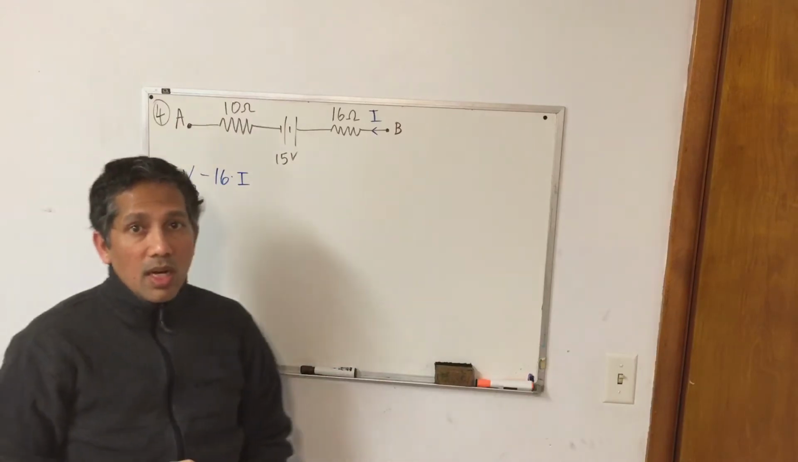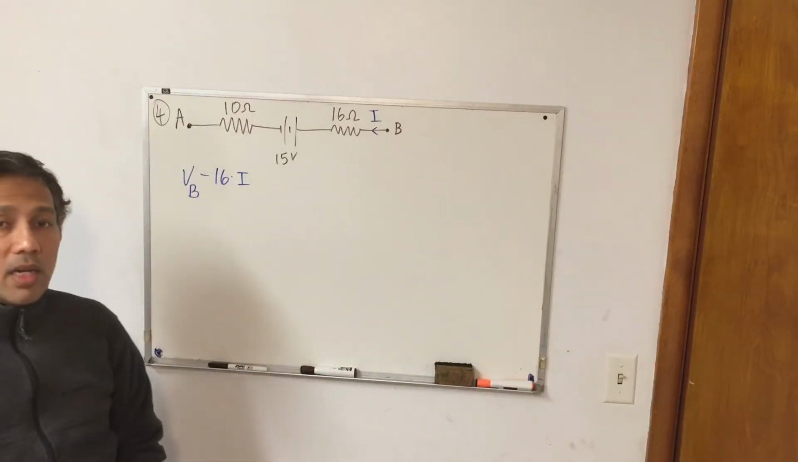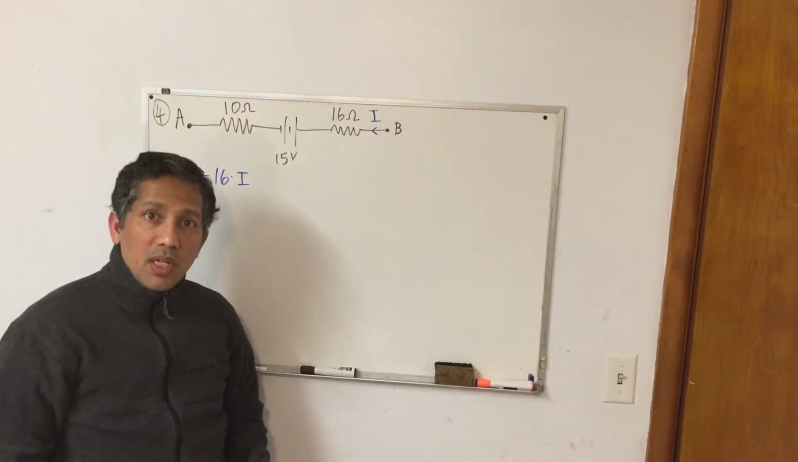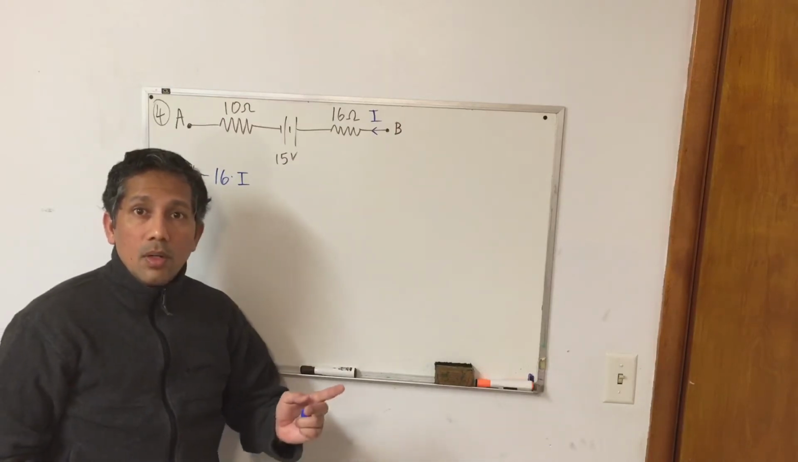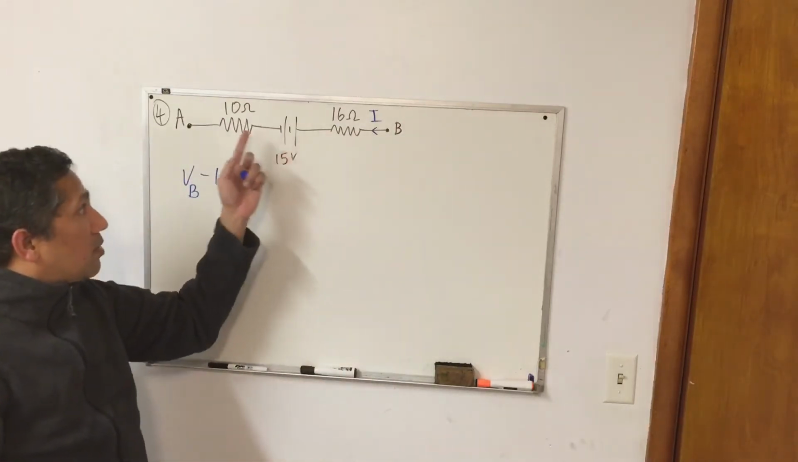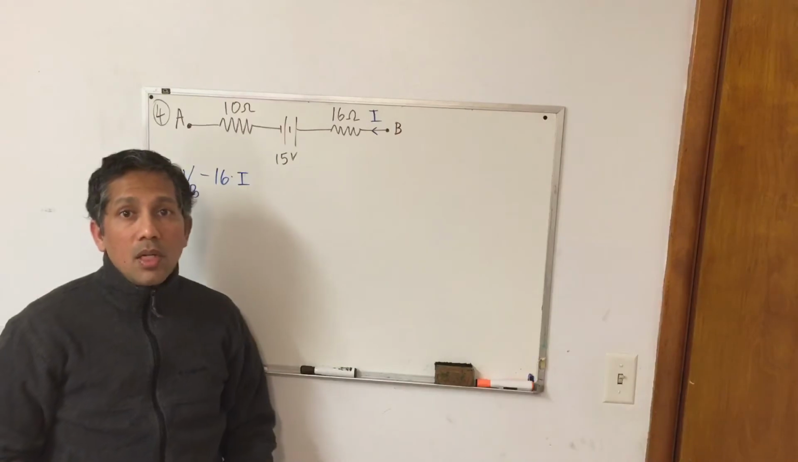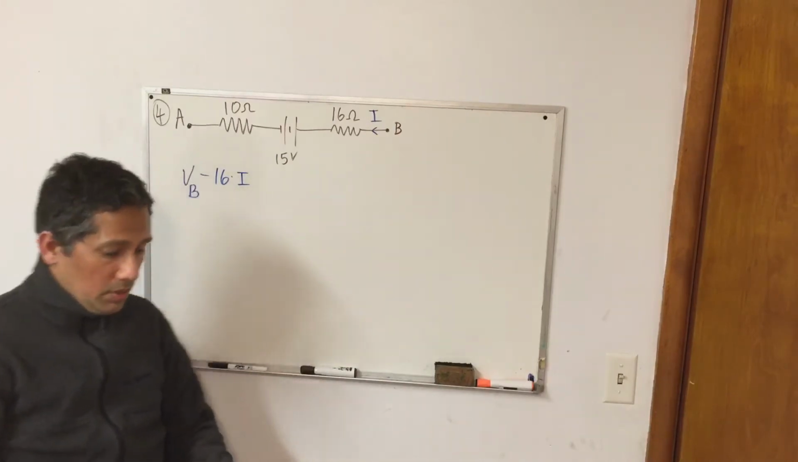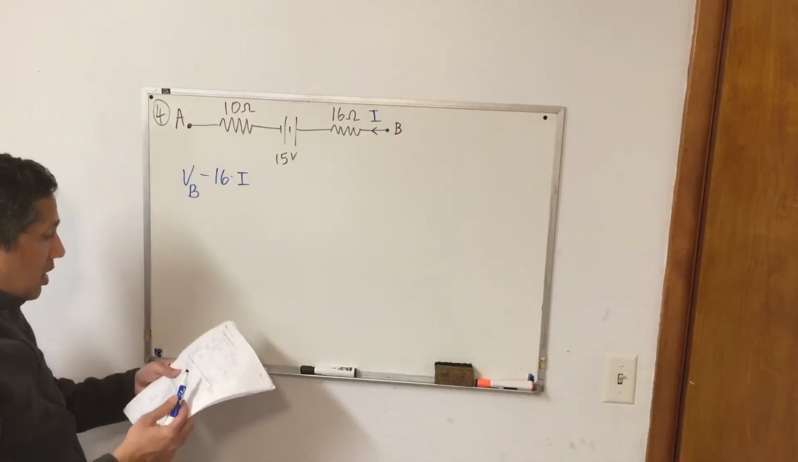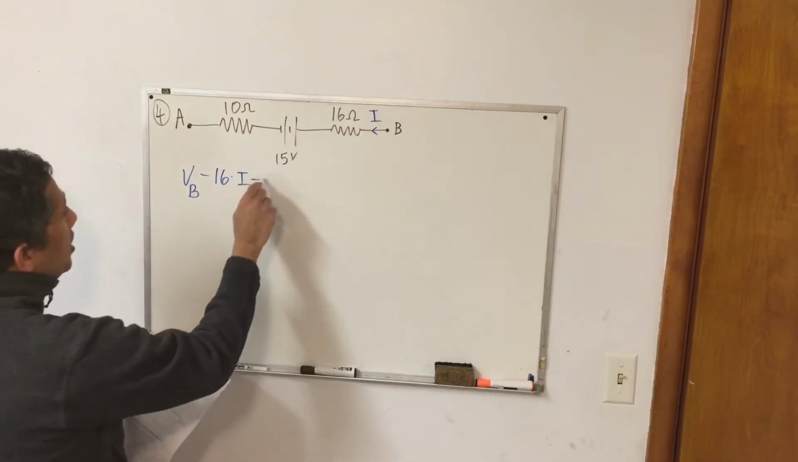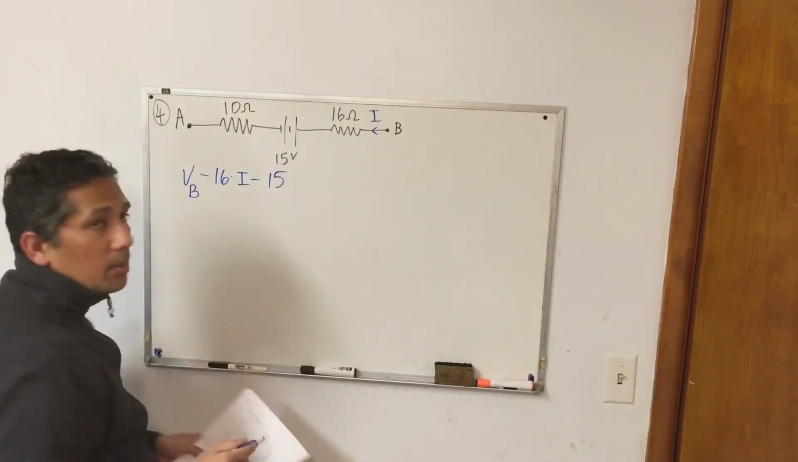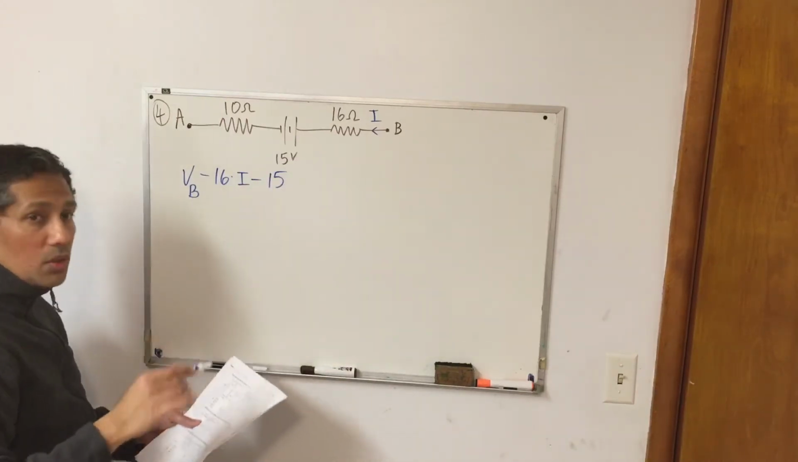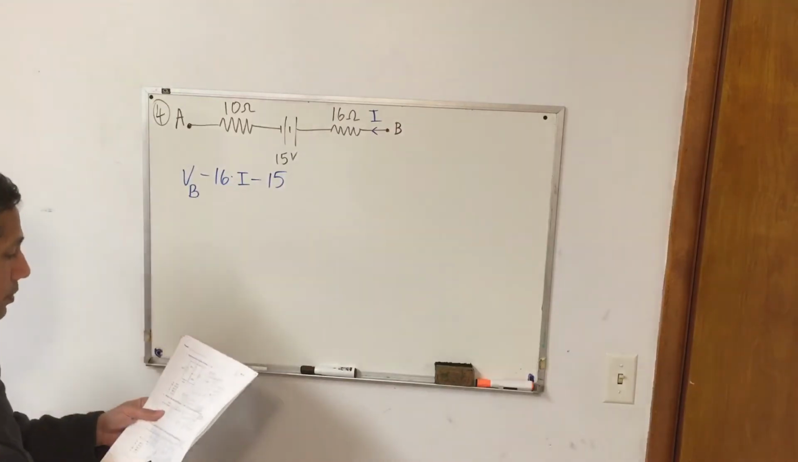And then what do I see? I see a 15 volt battery. And then am I going positive to negative or negative to positive? You're right, I'm going from the positive end of the battery to the negative end of the battery. So I'll be losing potential. So it will be VB minus 16I minus 15 volts. Again, I'm suppressing the units, not showing the units for convenience.